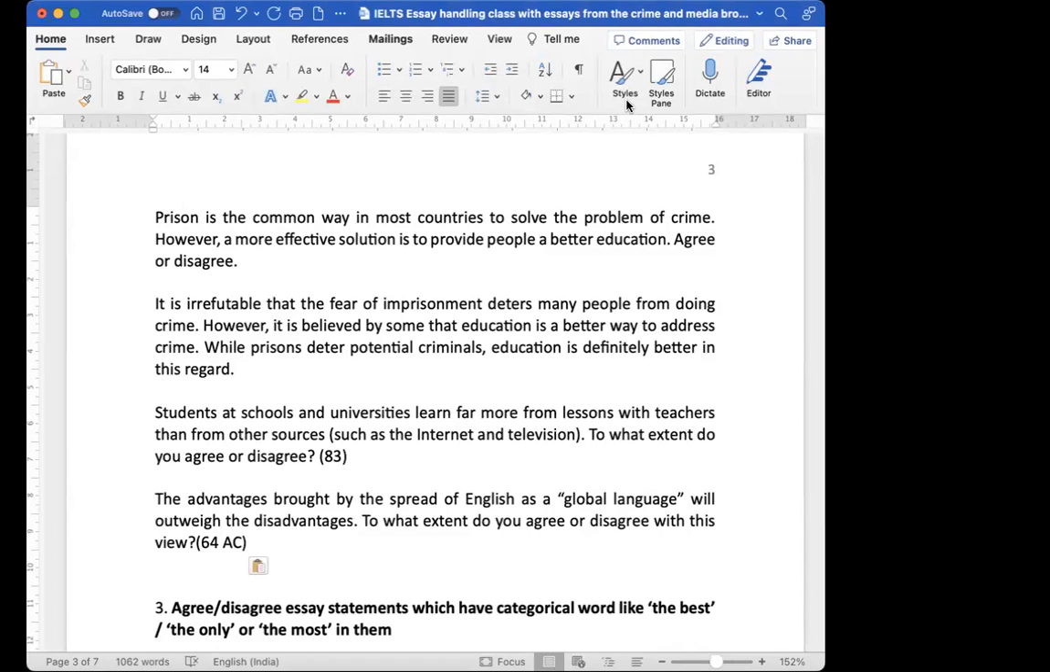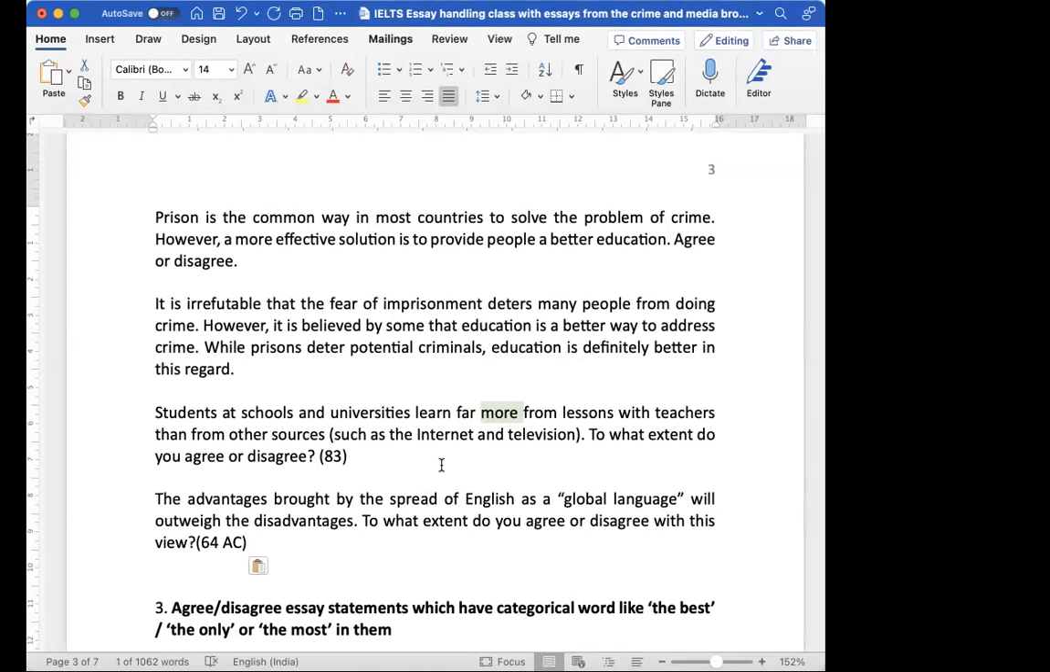See these two essays in front of you, which I've copy pasted from some other file. Students at schools and universities learn far more. ये more word आ गया ना इसमें? from lessons with teachers than from other sources. To what extent do you agree or disagree?